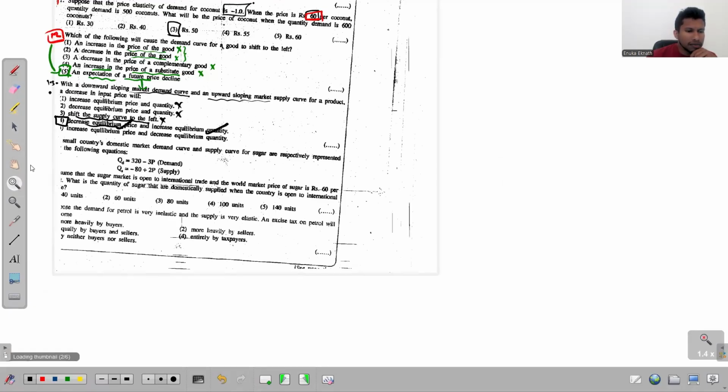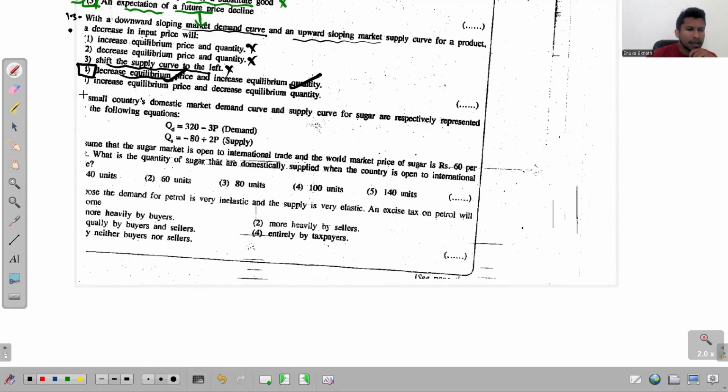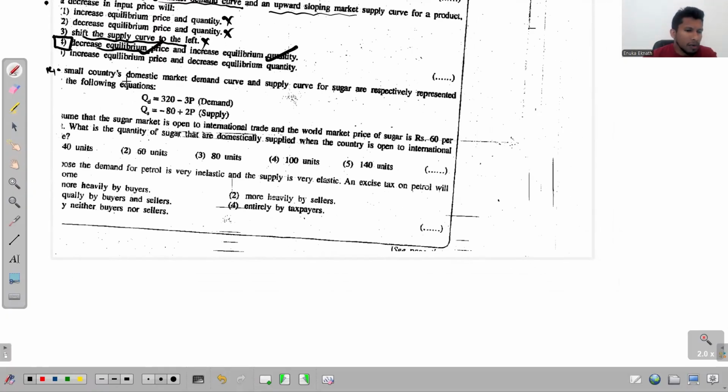Now look at this question 14. Right, this is question 14. Now read this. Small country's domestic market demand curve and supply curve for sugar.